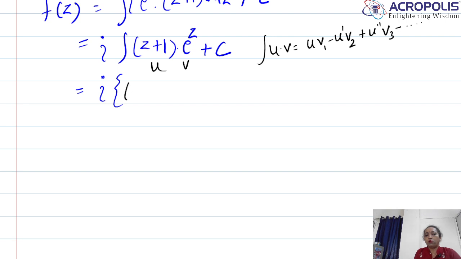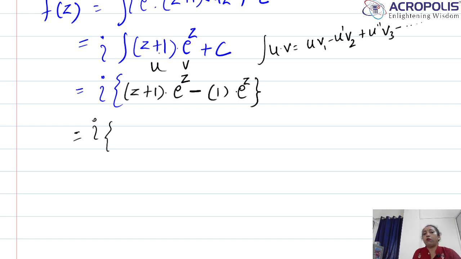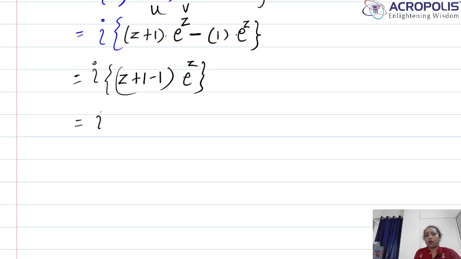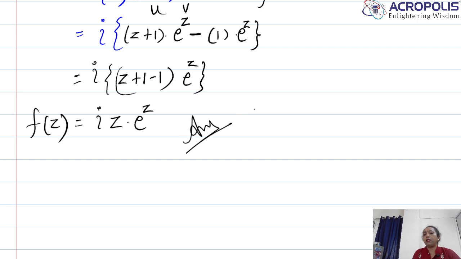So u v1: u means z plus 1 as it is, integration of e to the power z will become e to the power z, minus the derivative of z plus 1, which is equal to 1, dot the integral of e to the power z, which will become e to the power z. Here you have to select z plus 1 as u because the derivative of z plus 1 vanishes. So we will get here (z plus 1 minus 1) dot e to the power z, which is equal to i z dot e to the power z. So this is f of z. This is the final answer.